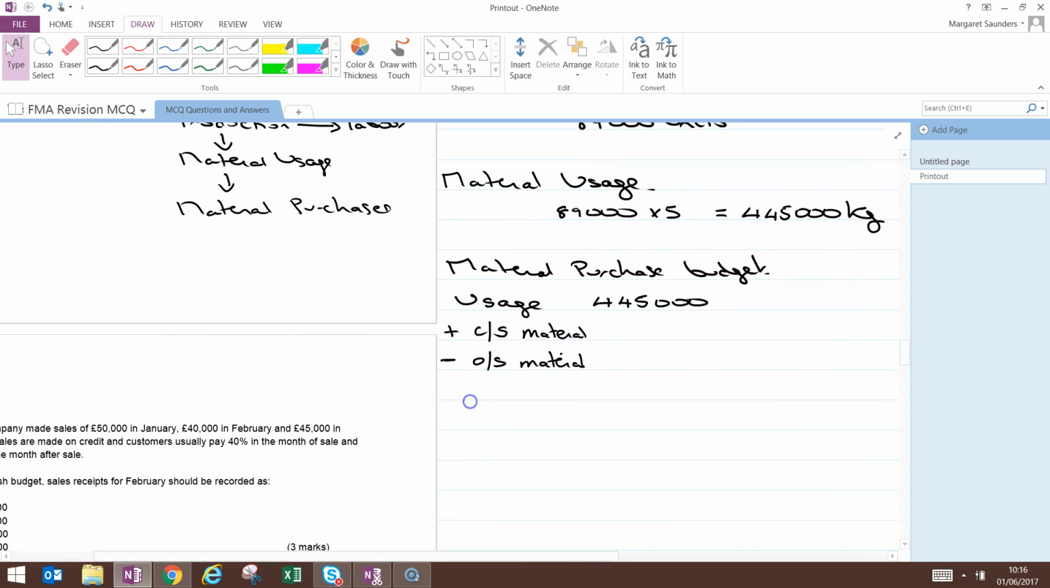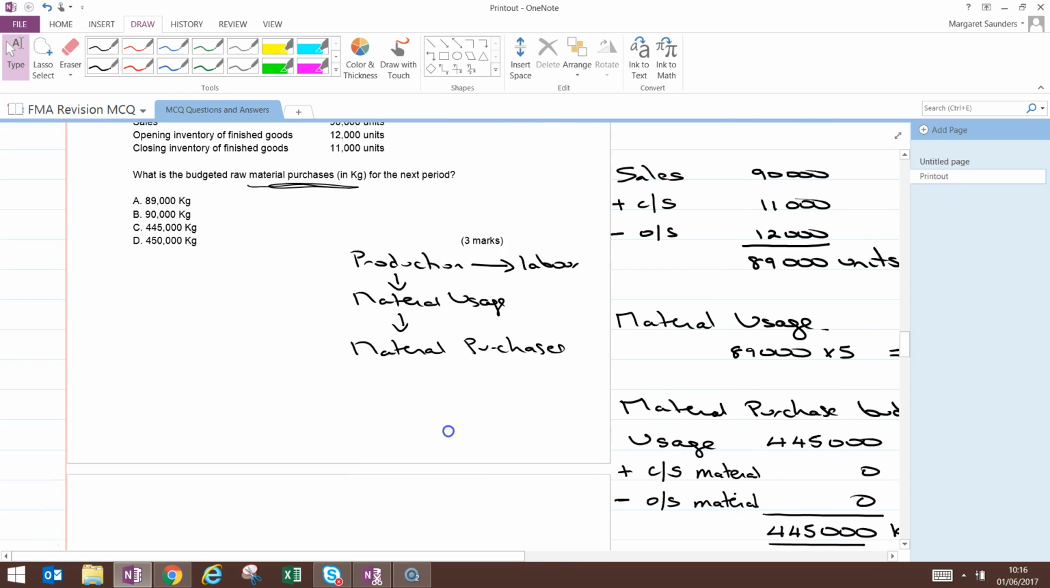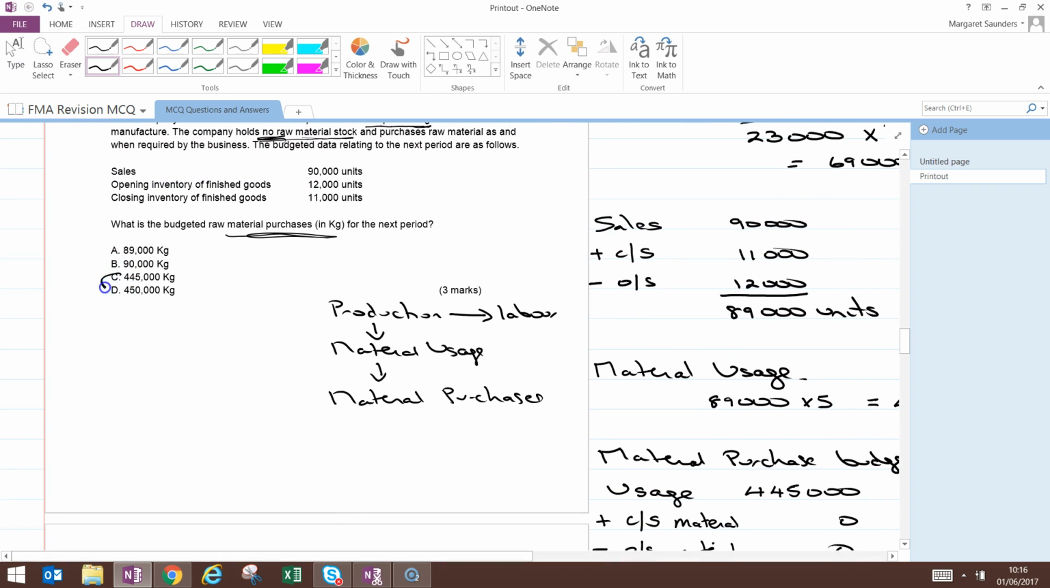So our closing stock of raw material, 0. Our opening stock of raw material, 0. So our purchase budget, 445,000, which is answer C.